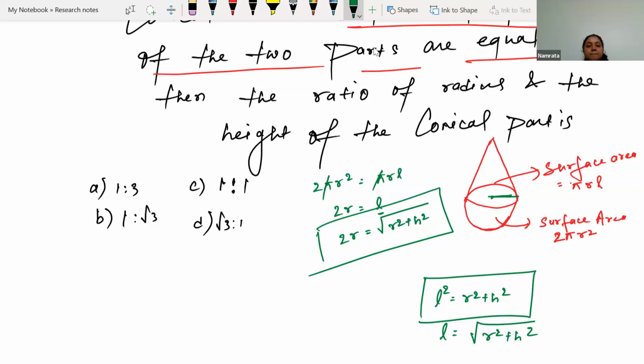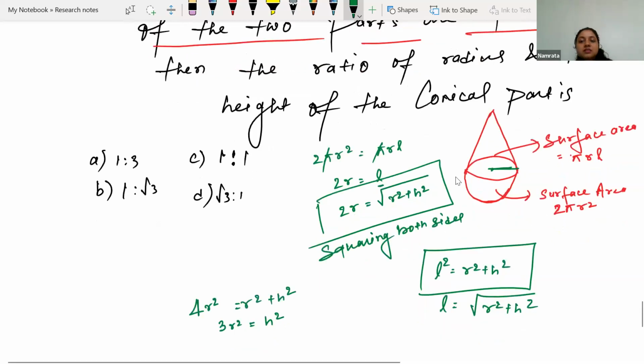Anyone? Do we square both the sides? Exactly, squaring both sides will give us 4r square. That side square is equal to r square plus h square, right? That means 3r square is equal to h square. Is it clear so far?